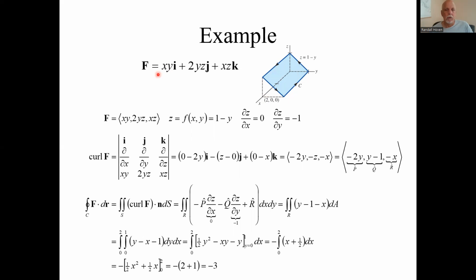Let's see. Our P is xy, our Q is yz, our R is xz, and the surface is z equals 1 minus y. Every place there's a z in here, we have to replace it with 1 minus y. Well, before we do that, let's find the curl. That's what really goes into the formula.